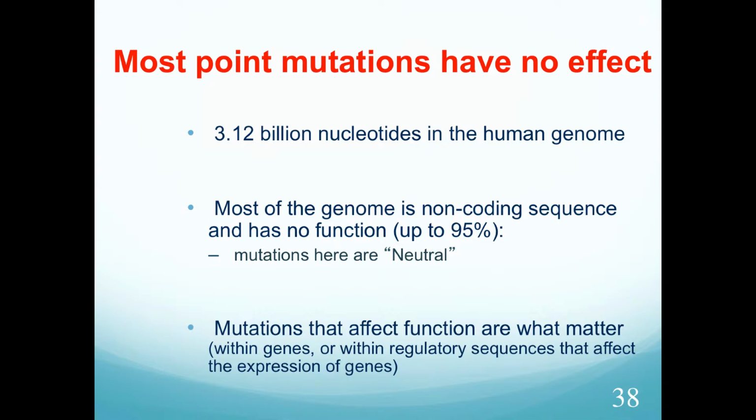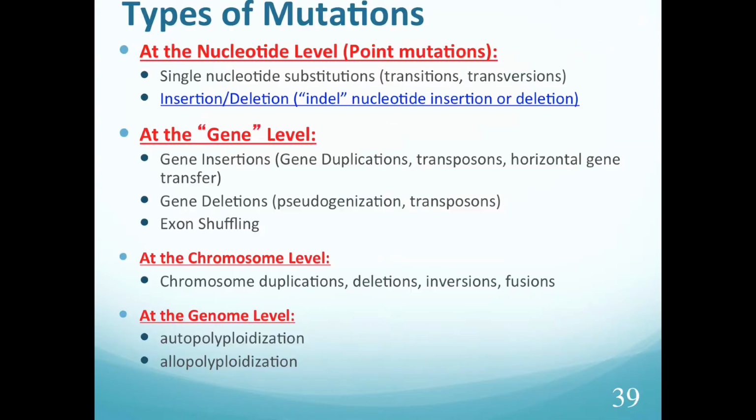So most point mutations have no effect, and that's because there's about 3.1 billion nucleotides in the human genome, and most of these nucleotides are not coding, and they are not regulatory either. So any mutation that happens in these non-coding base pairs is not going to change the function of the genome. So any mutation that occurs in many parts of our genome is going to be neutral. But it's mutations that affect function that matter and are important for evolution.